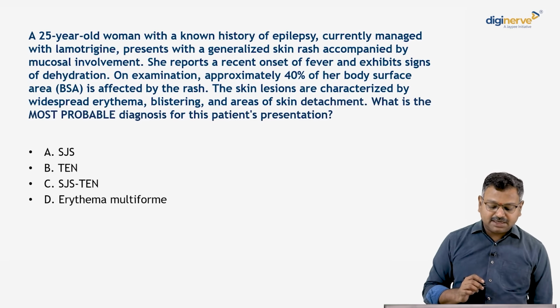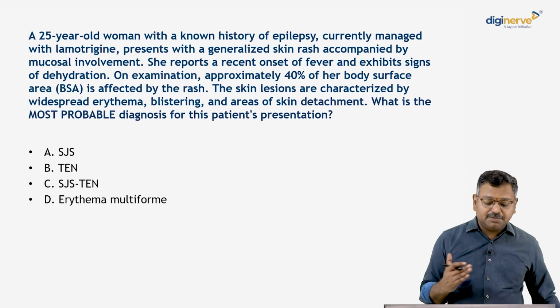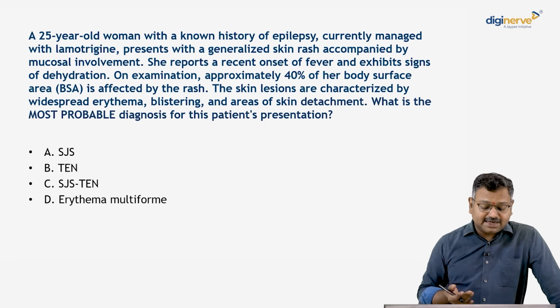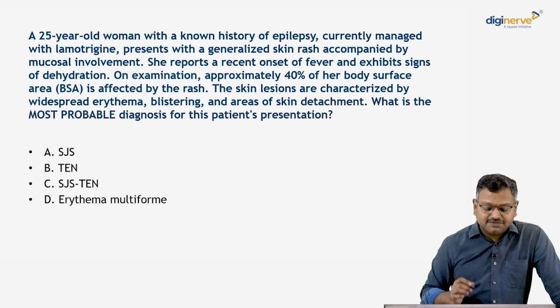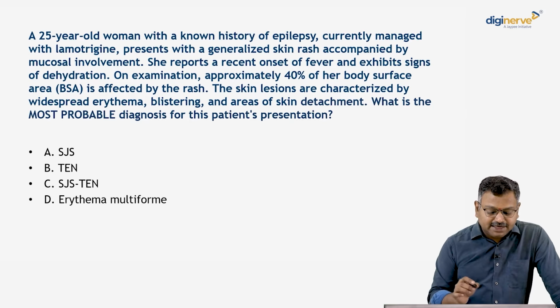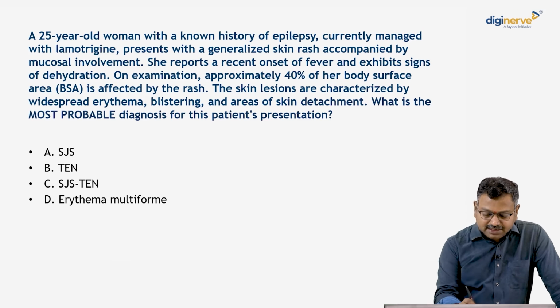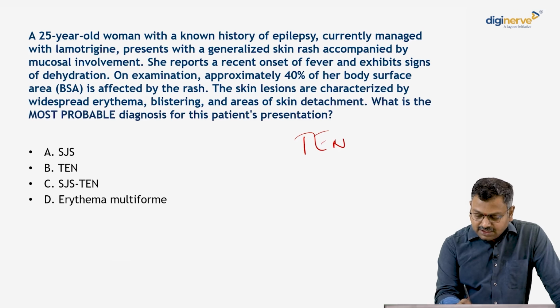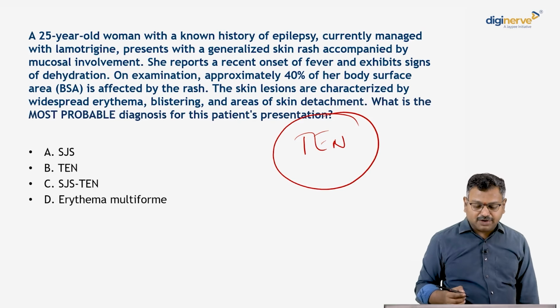A 25-year-old with epilepsy, currently managed with lamotrigine, complains of a generalized rash accompanied with mucosal involvement. So this is a drug side effect. Fever was there, dehydration, 40% of the body surface area is involved, widespread erythema, blistering and areas of skin detachment. This is a very, very serious condition called toxic epidermal necrolysis, when it is involving more than 40% of the body surface area.